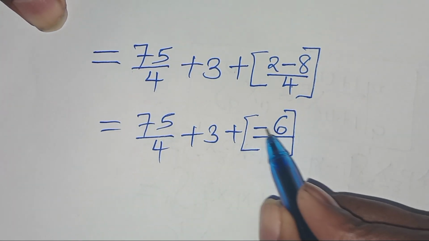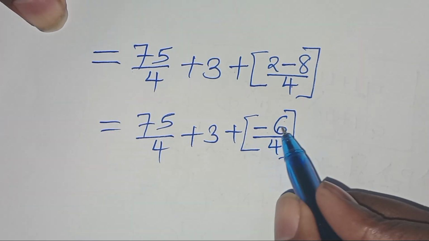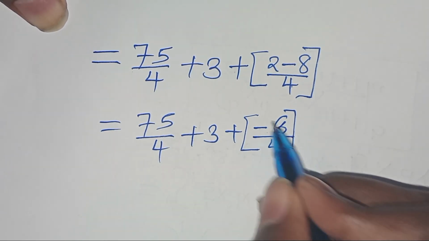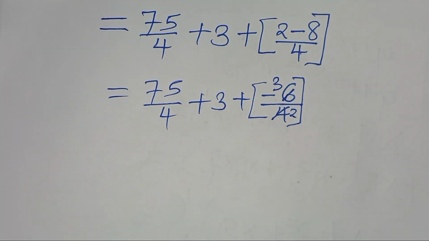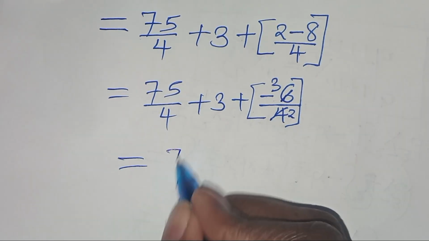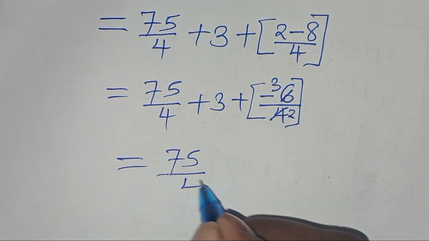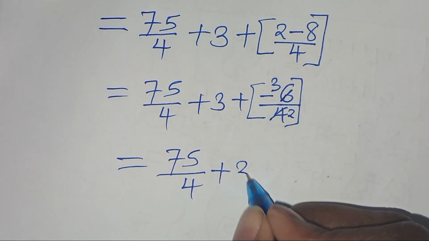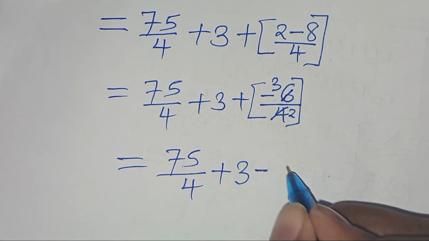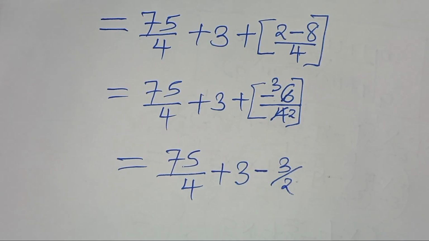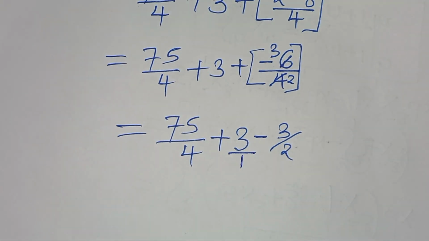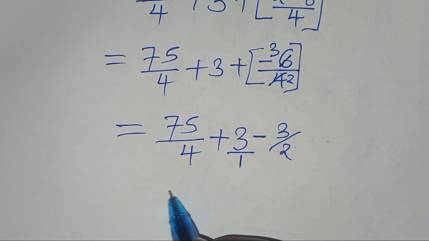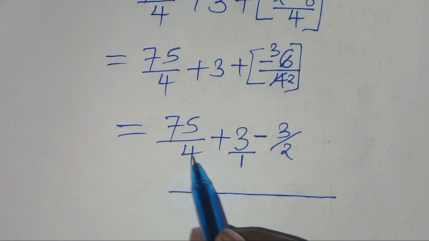Let's simplify here. This is minus 6 over 4. So we can simplify here. 6 divided by 2, this is 3. 4 divided by 2, this is 2. And then now, the next step is we have 75 over 4 plus 3. Then subtract 3 over 2. So 3 is our number, so this is over 1. All right? So let's get the LCM here. The LCM here is 4.